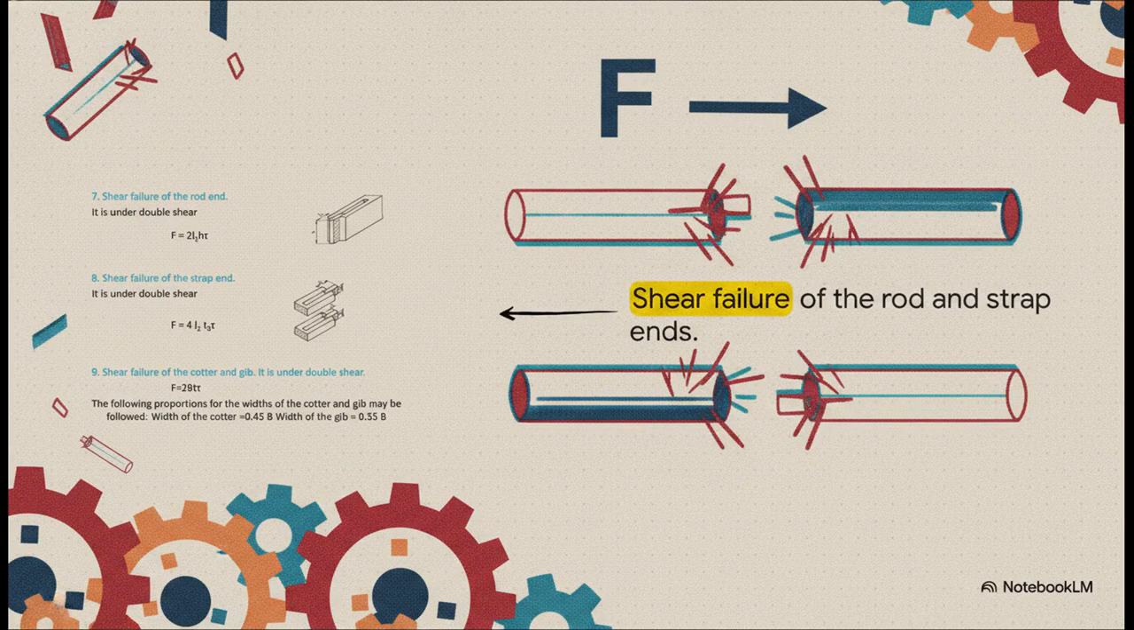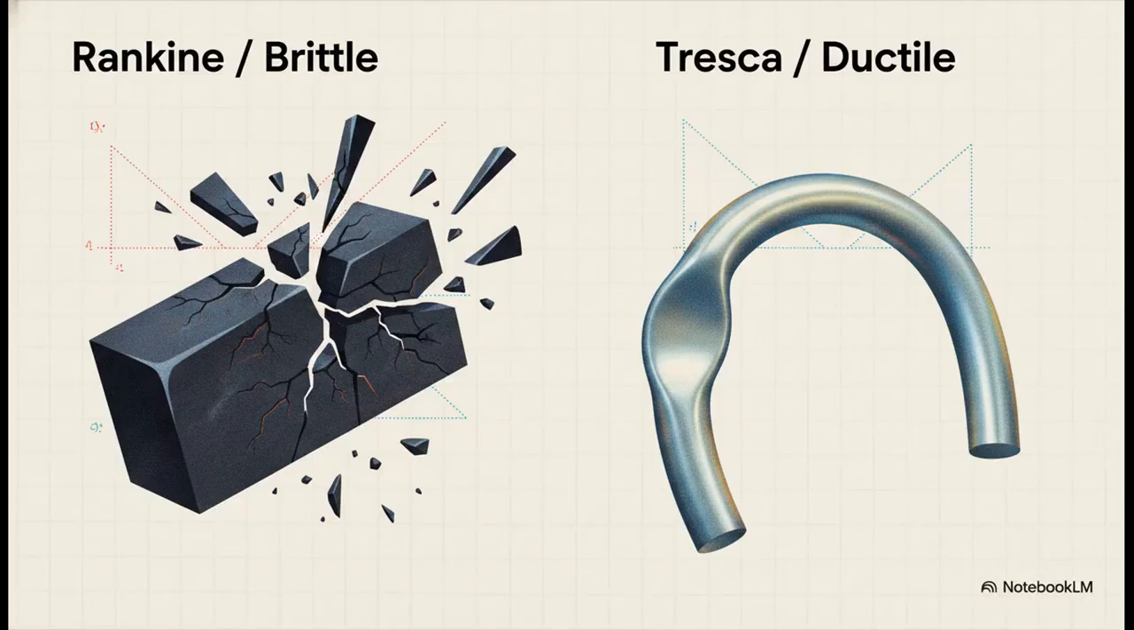Notice how a cotter joint can fail. Remember double shear from earlier? Because the cotter wedge passes through both the strap and the rod, it creates two sliding planes. If that axial force is just too great, you're going to get shear failure straight across both of those planes simultaneously. To actually predict and prevent these failures, engineers rely on specific failure theories.